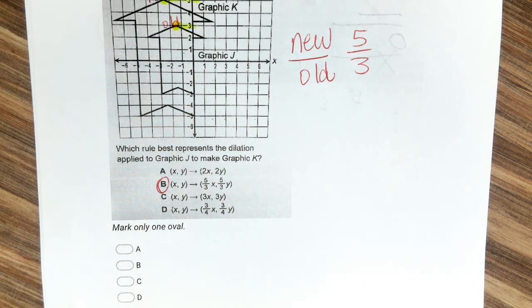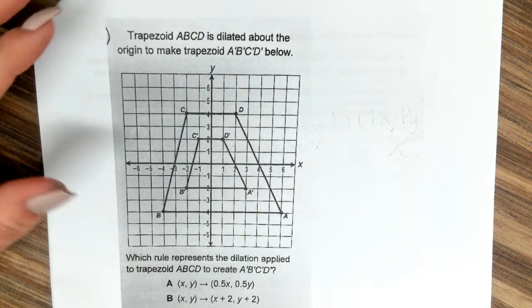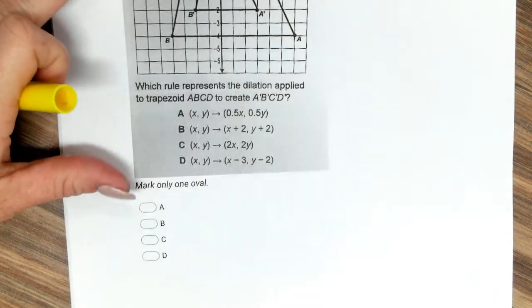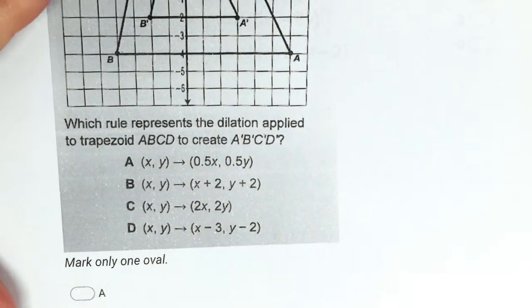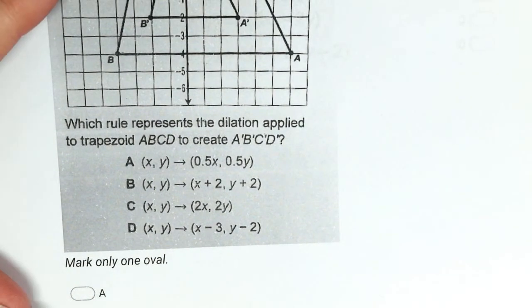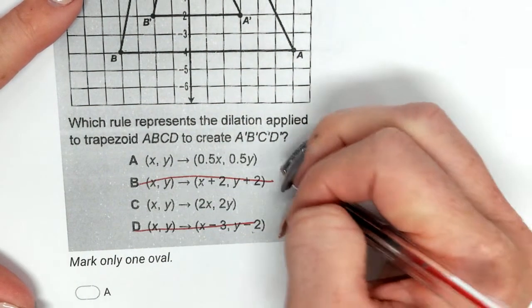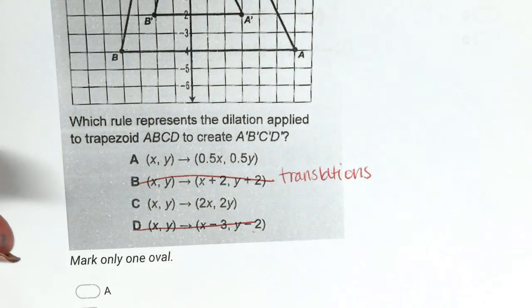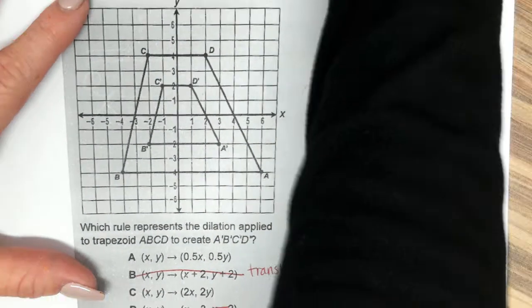How are we doing so far? Good? All right, number 6. Same one. What is my clue word? Dilated. Look at the answer choices. Could I mark off any of those because they are not dilation rules? B and D. What kind of rules are those? Those are translations because they have adding and subtracting in them. Make sense?